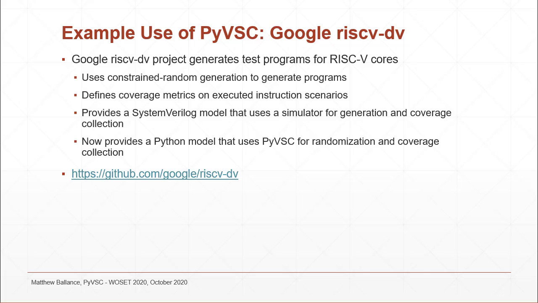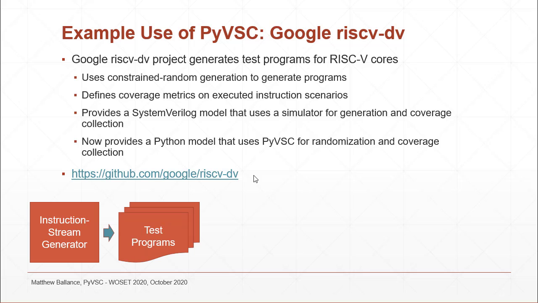Now, the package also provides a Python-based generator that uses PyVSC for randomization and coverage collection. If you're interested in looking at this, you can find this on GitHub too, with instructions on how to generate test programs. So the way that this works in terms of a process, the instruction stream generator runs, and this produces a whole series of test programs. Might be 10,000, might be 100,000.